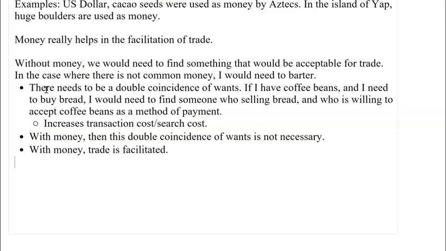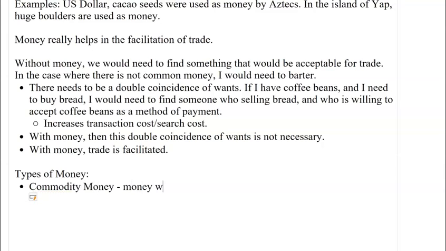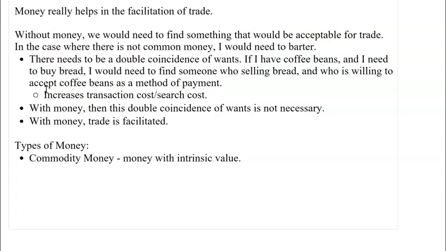Now, what are the different types of money? Initially, back in the day, in history, and even until the 1960s and early 70s, we had something called commodity money, which is basically money with intrinsic value. Which means that the currency that we used for trading had some kind of value. So if you think about gold coins, these were used as money.